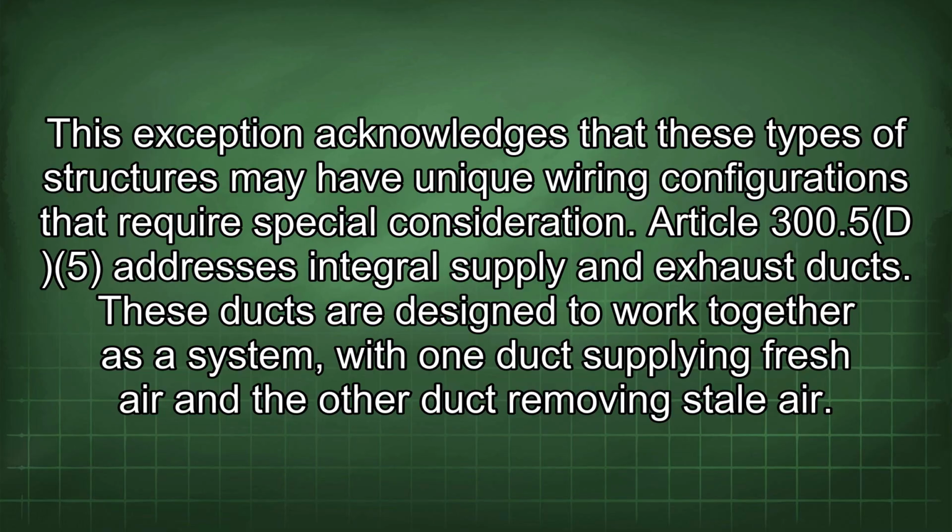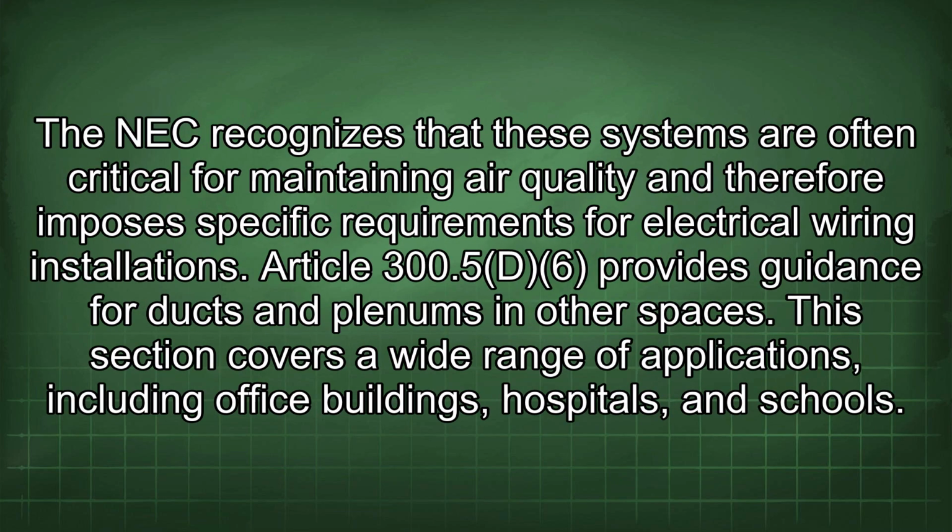Article 300.5(D)(5) addresses integral supply and exhaust ducts. These ducts are designed to work together as a system, with one duct supplying fresh air and the other duct removing stale air. The NEC recognizes that these systems are often critical for maintaining air quality and therefore imposes specific requirements for electrical wiring installations.